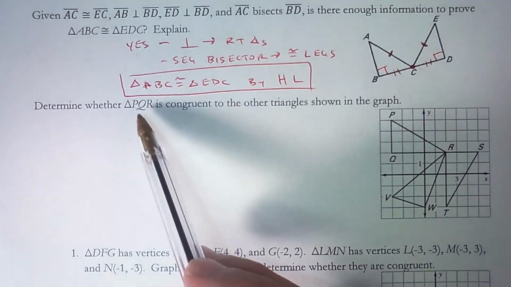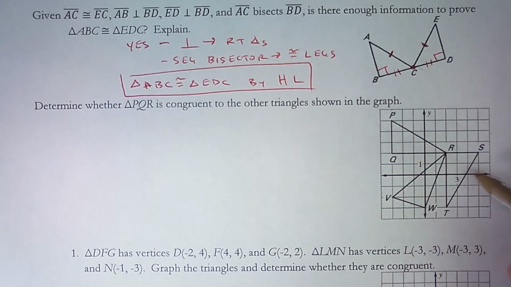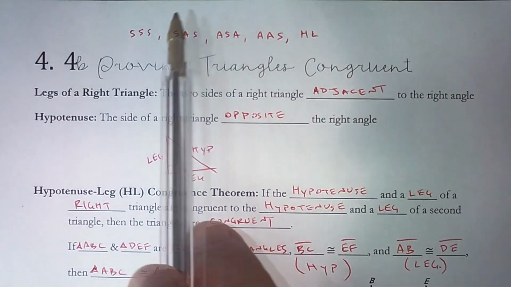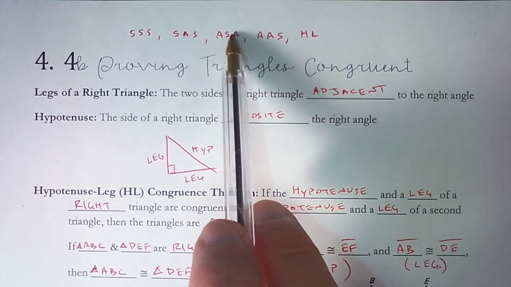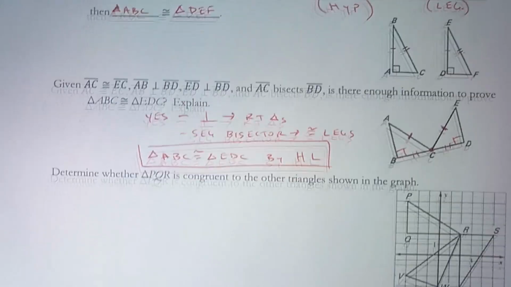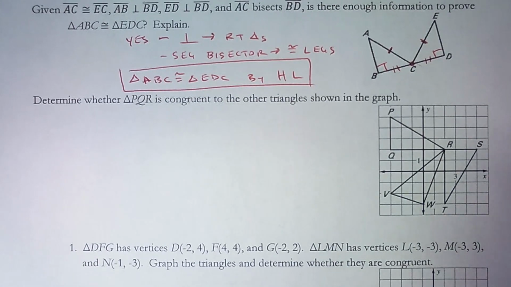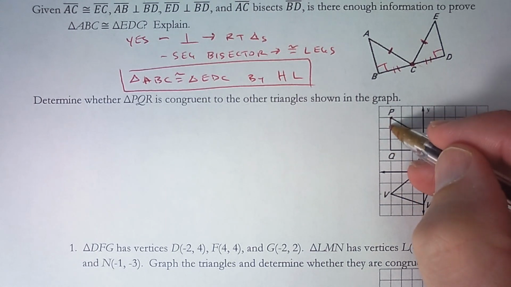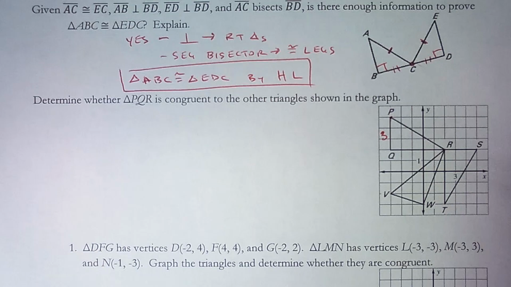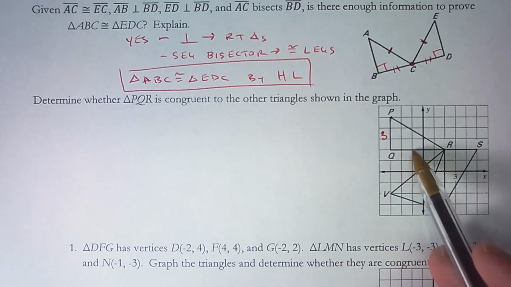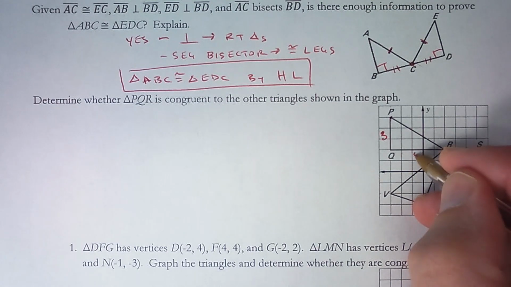Here we want to determine if triangle PQR, so this one right here, is congruent to either of these other two triangles. Now we can use any of these five shortcuts: side, side, side; side, angle, side; angle, side, angle; angle, angle, side; or hypotenuse leg. They are now all fair game to us. In triangle PQR, we could just count the length of PQ: 1, 2, 3. We could count the length of segment QR: 1, 2, 3, 4, 5.